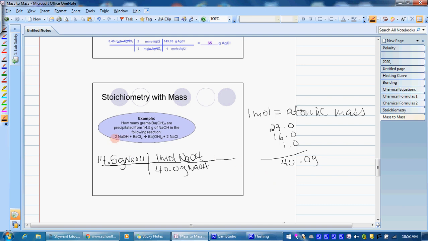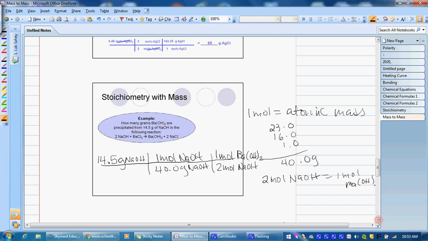So if we look here, we've got 2 moles of NaOH, and that's going to be equal to, we're trying to get to barium hydroxide, 1 mole of barium hydroxide. So that's going to be our next conversion factor. So here we know that our 2 moles of NaOH is going to go on the bottom, and our 1 mole of barium hydroxide is going to go on the top. Okay. Now we go back up, and it's asking for grams of barium hydroxide.